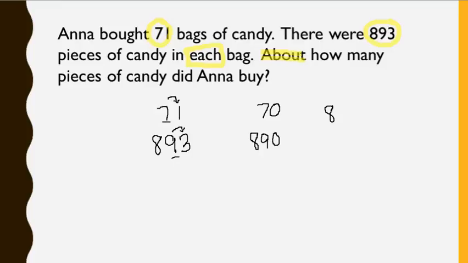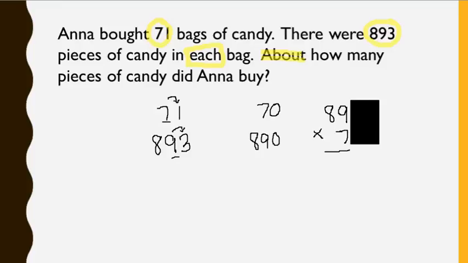Now I'm going to show you a little trick here. When you're multiplying with zeros, you can temporarily, I'm going to draw a little box over them, you can just kind of ignore your zeros temporarily. And we're just going to multiply these two.